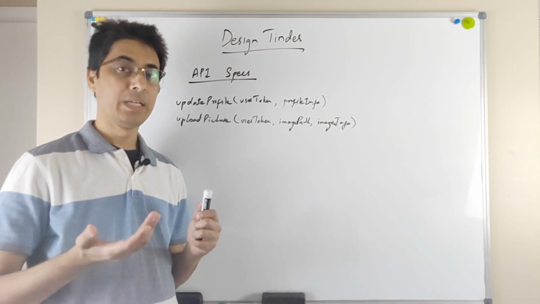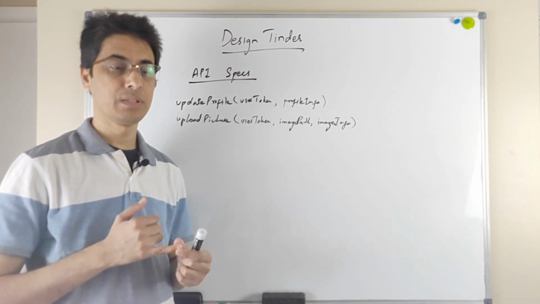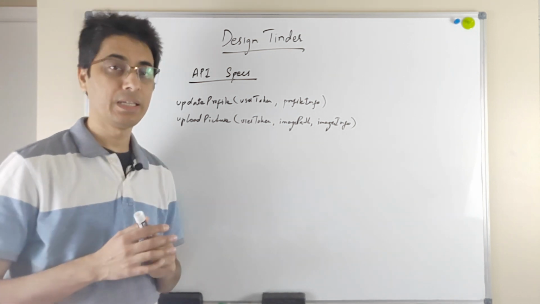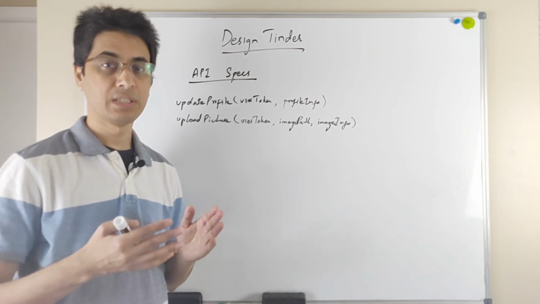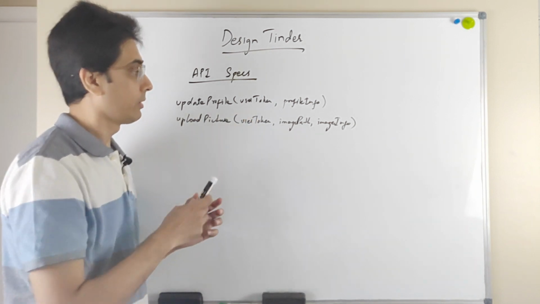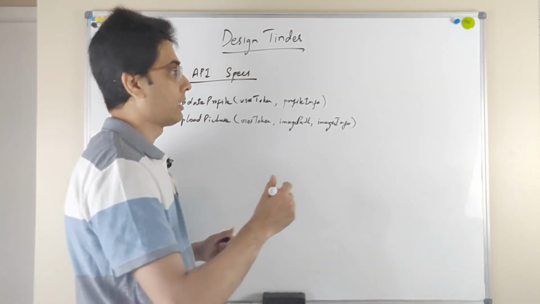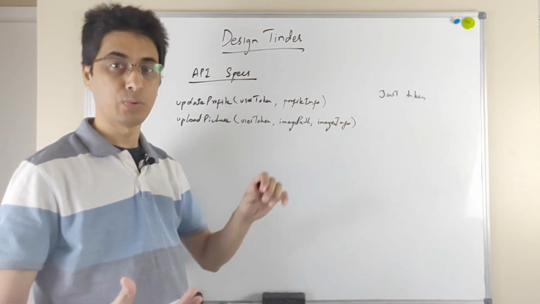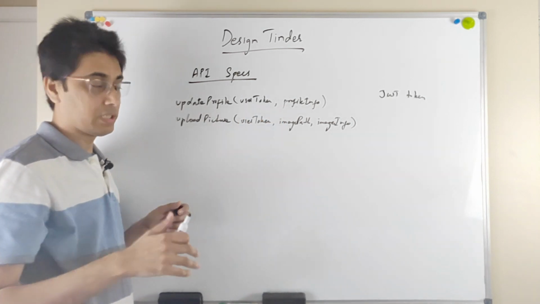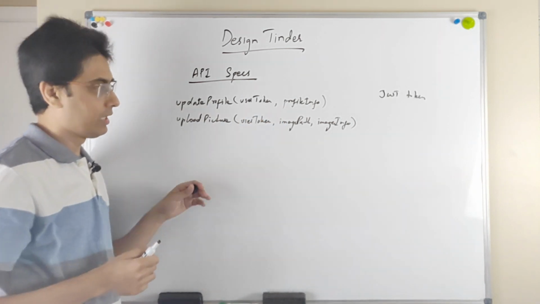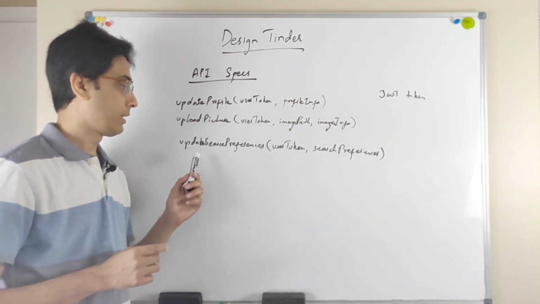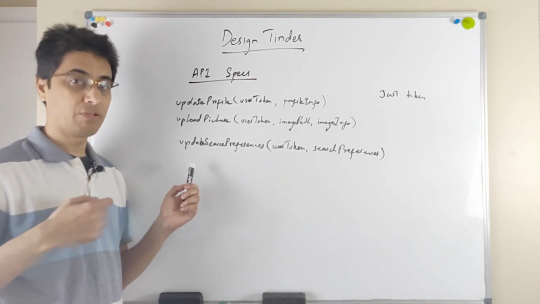There are two sets of APIs that the Tinder service exposes to the user. One is for updating the user profile information like the user bio, user interests and activities, etc. And the second API is to upload the different pictures that the user can upload to the Tinder service. As you can see, these APIs take a user token as input. The user token is a JWT token. JWT stands for JSON Web Token. And then of course, the update profile API takes the profile information, and the upload picture API takes the image path and the image information.